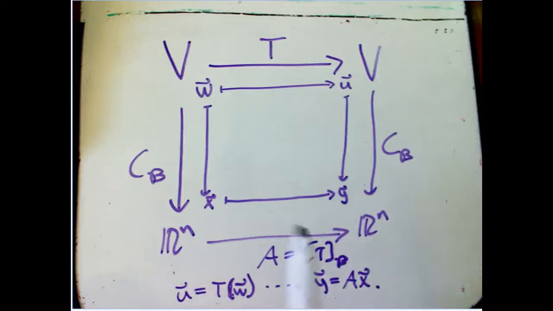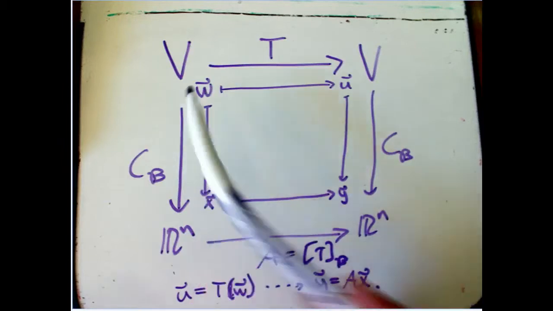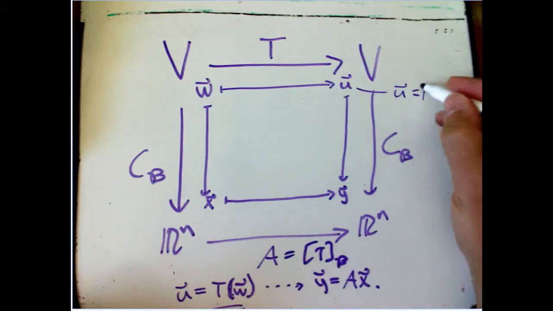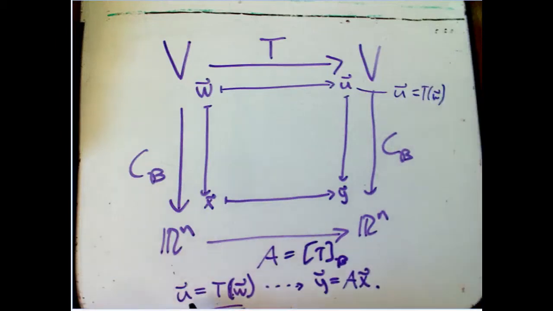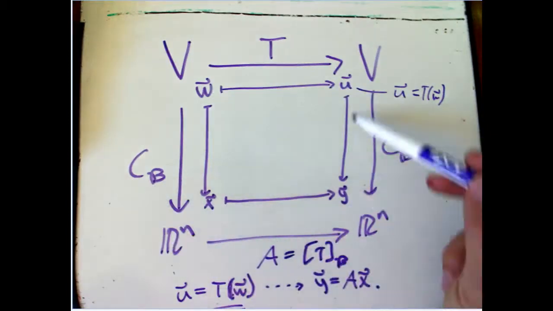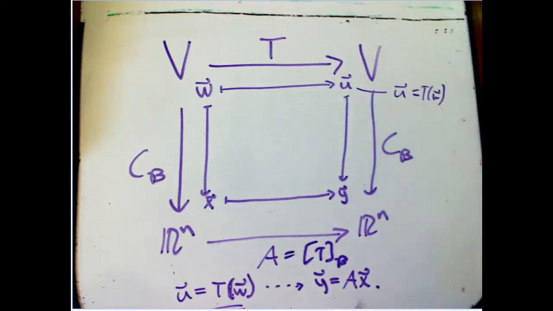Okay. And so, for example, if you've got some vector W and U, it's right here, U equals T of W. U is the output of the transformation applied to the input W. Then we'd like to know what's the corresponding version of that with matrices and column vectors. Well, let's say X is the coordinate version of W, it's just CB of W, and Y is the coordinate version of U, then Y is just equal to AX. And that's another way of saying that A is really accurately representing this transformation at the level of column vectors.